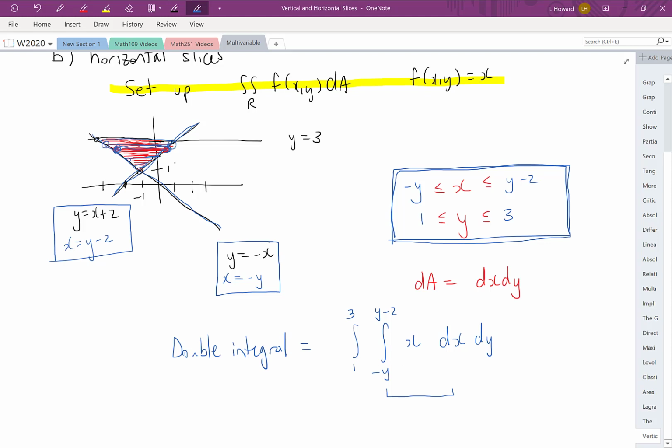So depending on the problem, you want to use vertical slices or horizontal slices, depending on which one you think would work more efficiently.